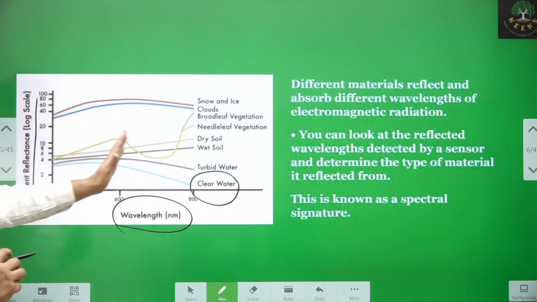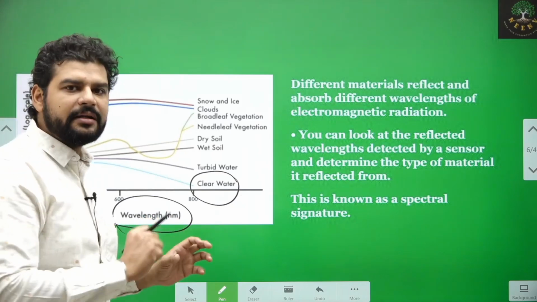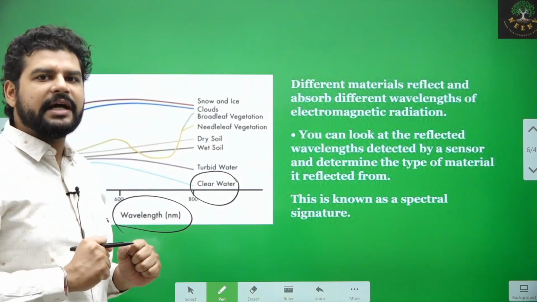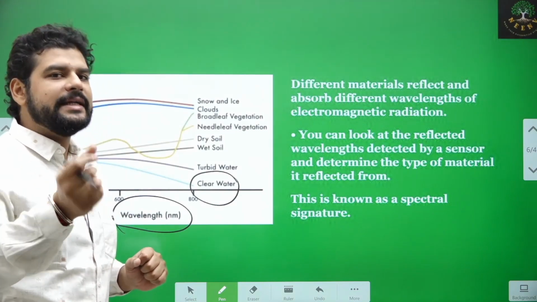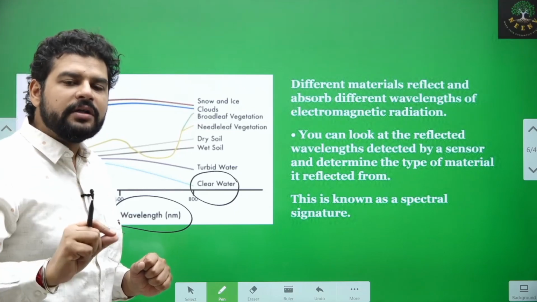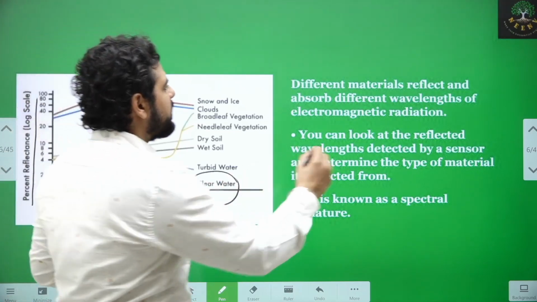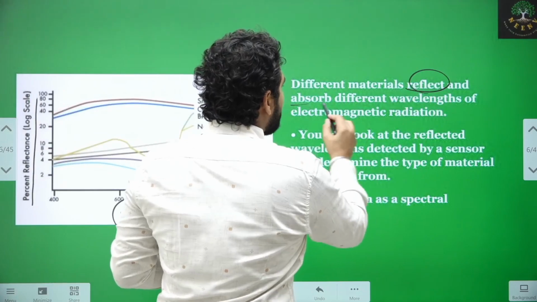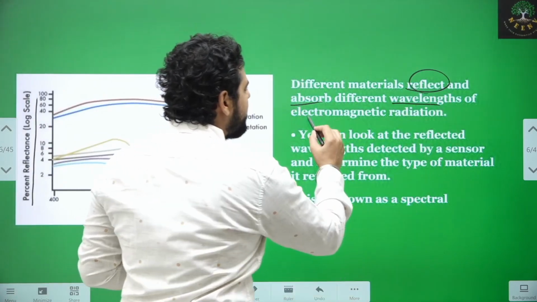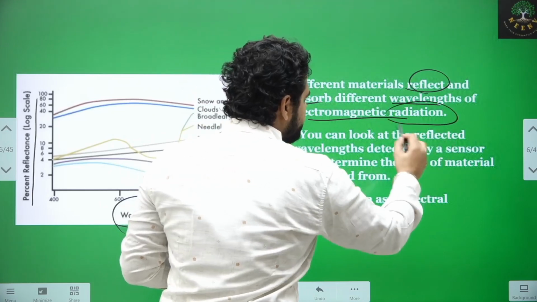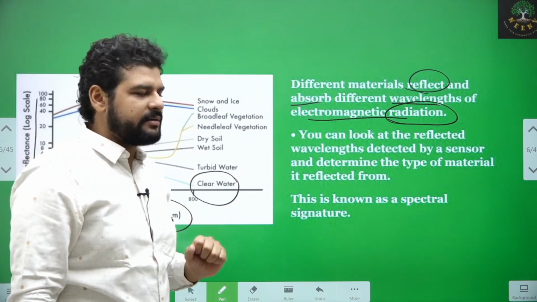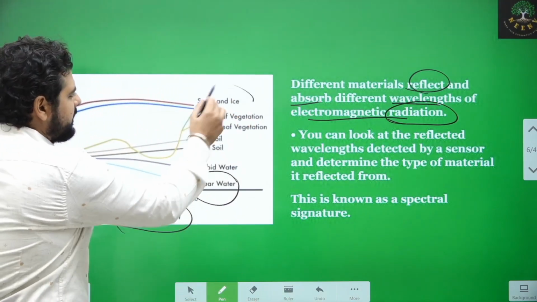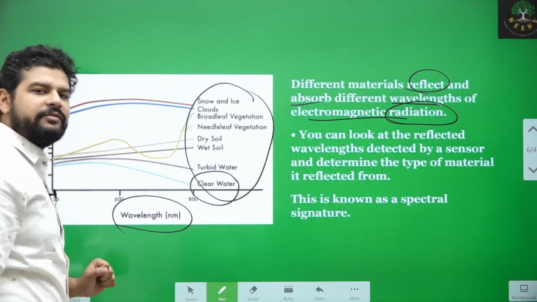You don't need to understand this in a very deep manner, because that's the beauty of preparing science and technology for UPSC, that you don't need to go into technical details. What you need to focus on is the application. Different materials reflect and absorb different wavelengths of electromagnetic radiation. Now this electromagnetic radiation is coming from the sun, right? So you can see different things have different wavelengths.